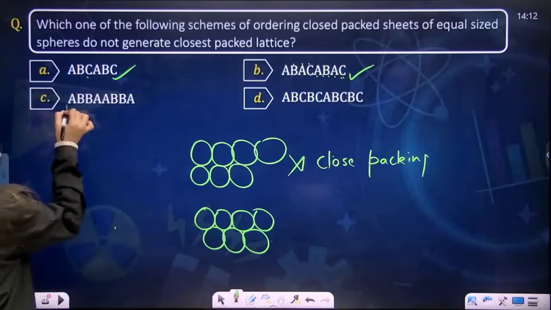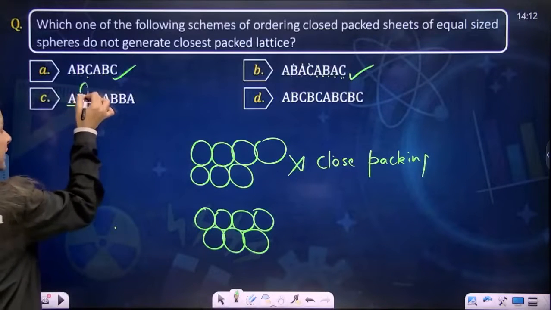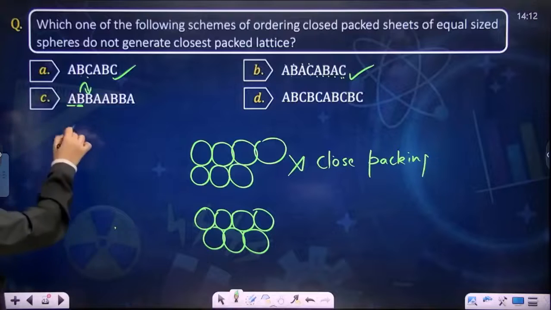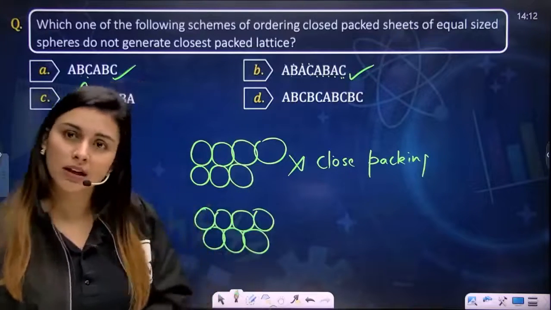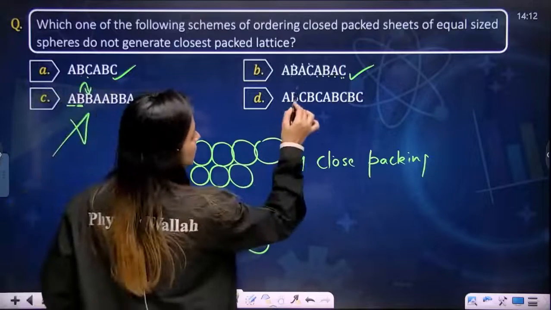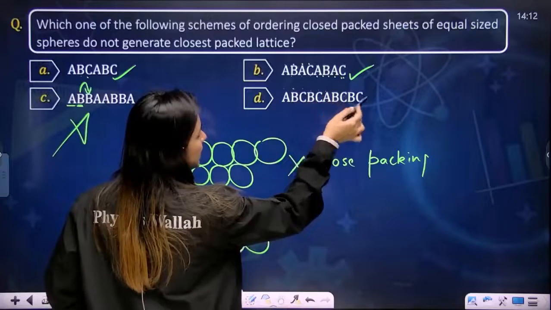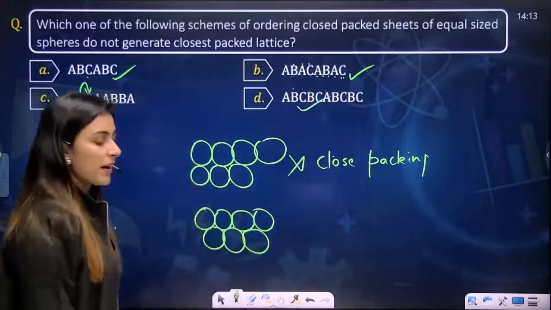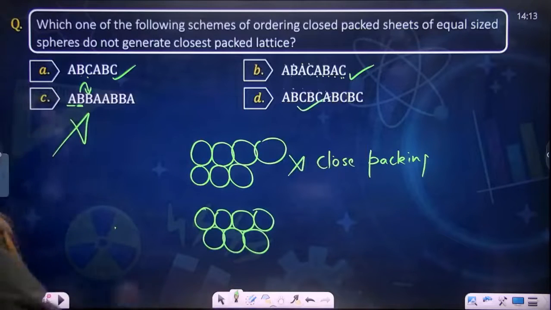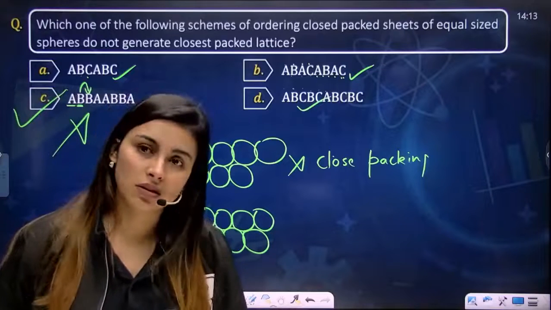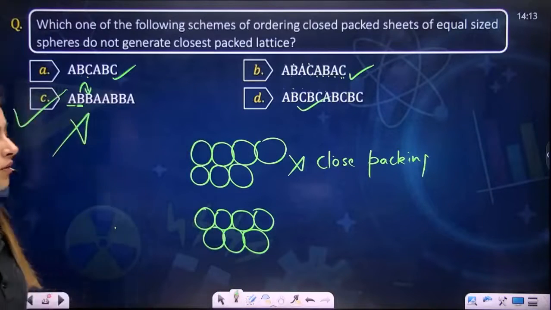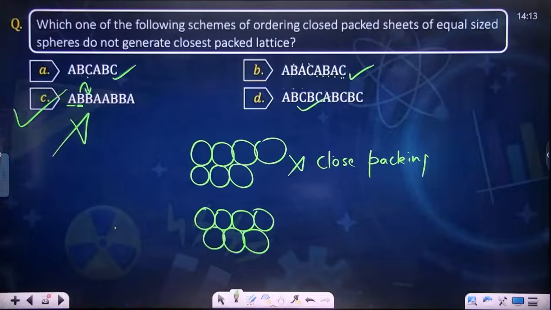If you see here, after A you are getting B layer and then again you are getting B layer. This will never give you a close packing because one layer is repeated with the other layer. Here you have A, B, C, then B, then C, then A. Nothing is repeating, so this will also give you close packing. Only one will not give you close packing, that is option C. So option C will be your correct answer. Perfect. I hope you're clear with this. You can write it down. It is something very important.